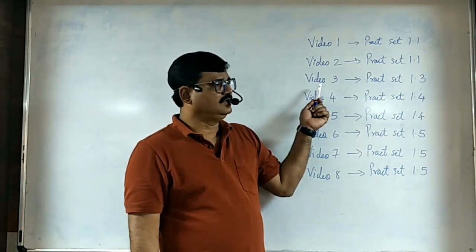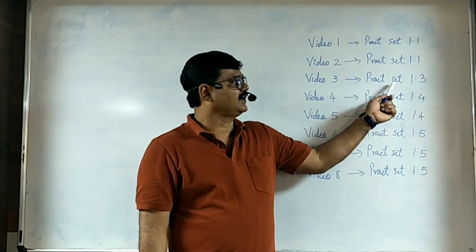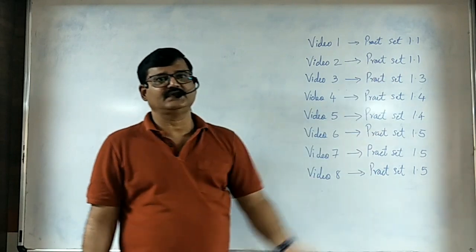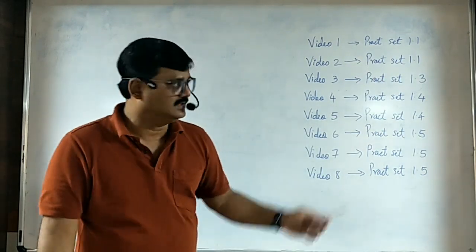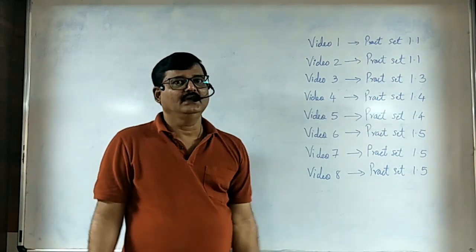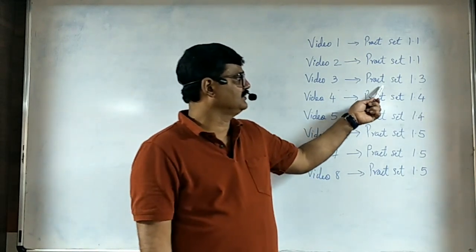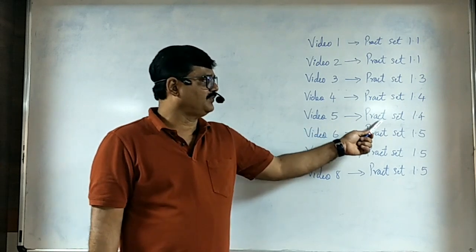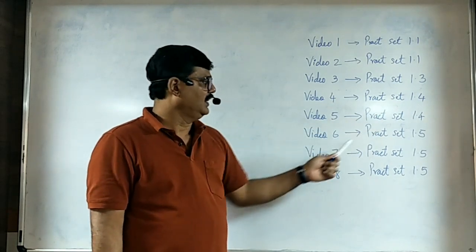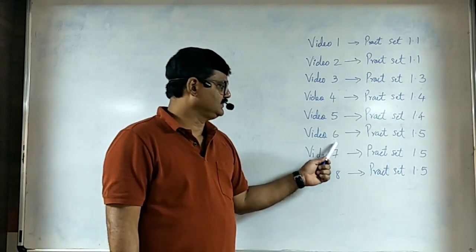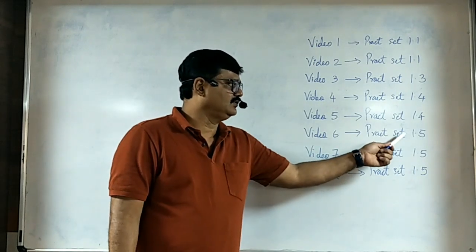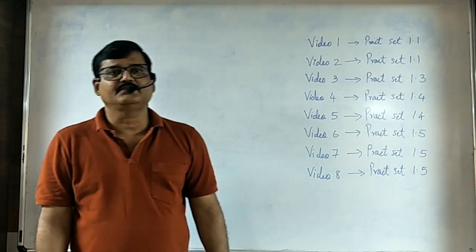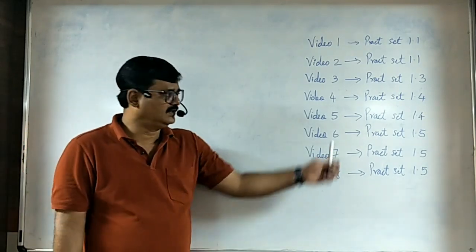Then after that, video number 3 is regarding practice set 1.3. The first 2 videos were of simultaneous equation by equating the coefficient, and this third, 1.3, is nothing but Cramer's rule. Okay. Then video numbers 4 and 5 are of practice set 1.4, and video numbers 6, 7 and 8 are of practice set 1.5, and that is of the problems, sums which we have done.